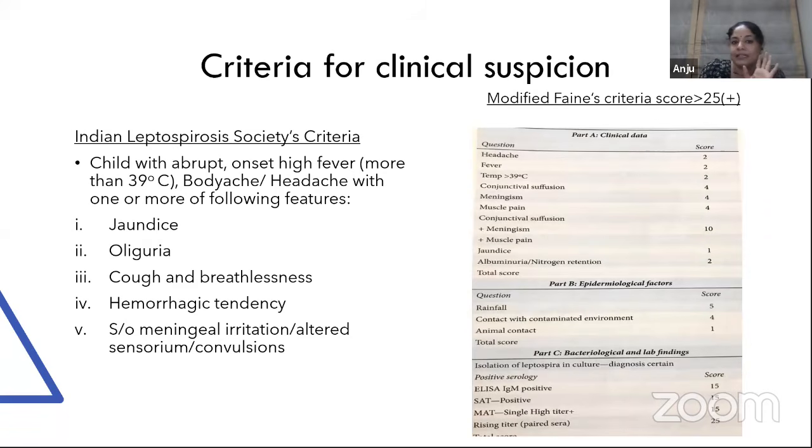We can also use certain clinical criteria for suspecting leptospirosis. The Indian Leptospirosis Society's criteria says that any child with abrupt onset high fever, more than 39 degrees C, with body ache and headache, with one or more of the following features can be considered as a strong suspicion for leptospira: jaundice, oliguria, cough and breathlessness, hemorrhagic tendency, or signs of meningeal irritation or altered sensorium. The modified Faine's criteria, which is used in adults, can also be used in diagnosis of older children and adolescents. A score above 25 is considered positive.